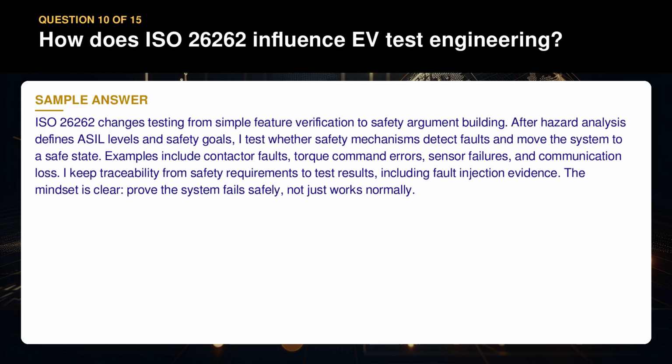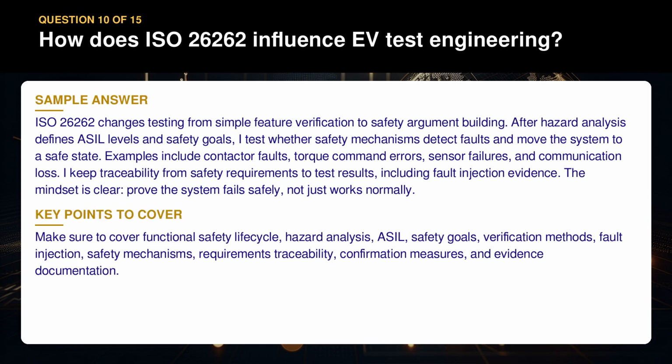I keep traceability from safety requirements to test results, including fault injection evidence. The mindset is clear. Prove the system fails safely, not just works normally. Make sure to cover functional safety lifecycle, hazard analysis, ASIL, safety goals, verification methods, fault injection, safety mechanisms, requirements traceability, confirmation measures, and evidence documentation.